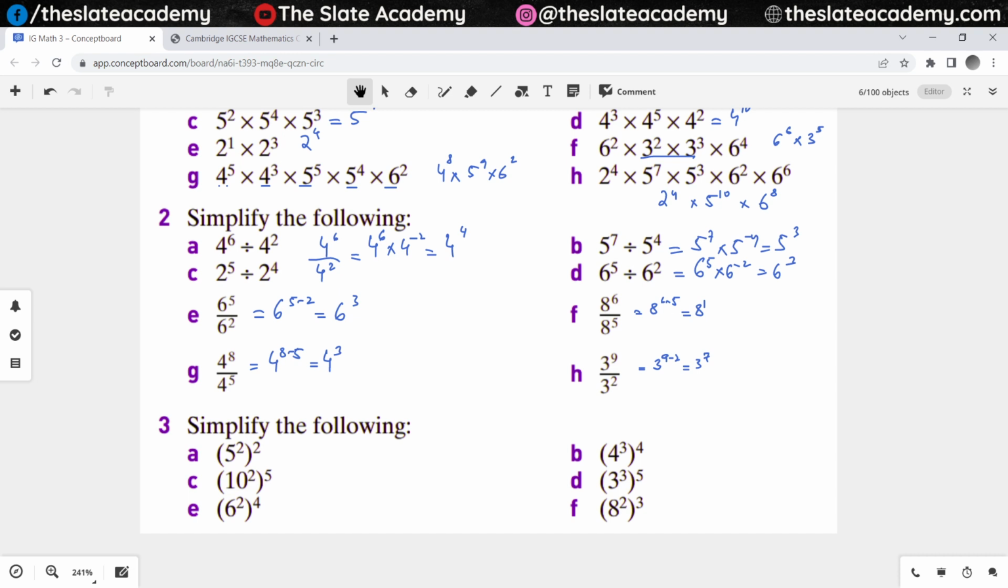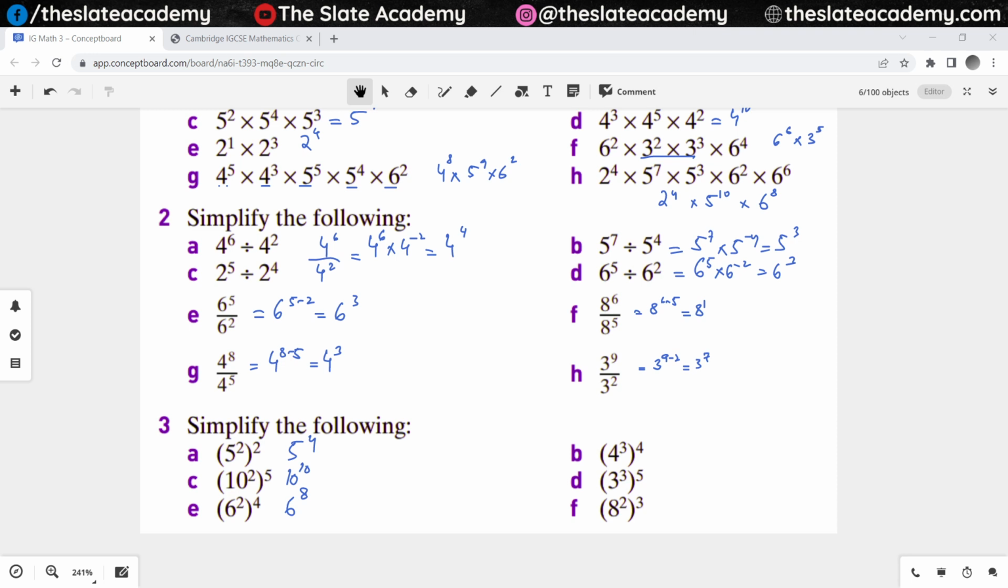Okay. Moving on. Question number 3. If there is a power on top of another power, the powers multiply. So 5 squared becomes 5 to the power 4. 10 to the power 10 squared to the power 5 becomes 10 to the power 10. This is the only thing you have to remember for this exercise: when to add powers and when to multiply them. So this one becomes 6 to the power 8.